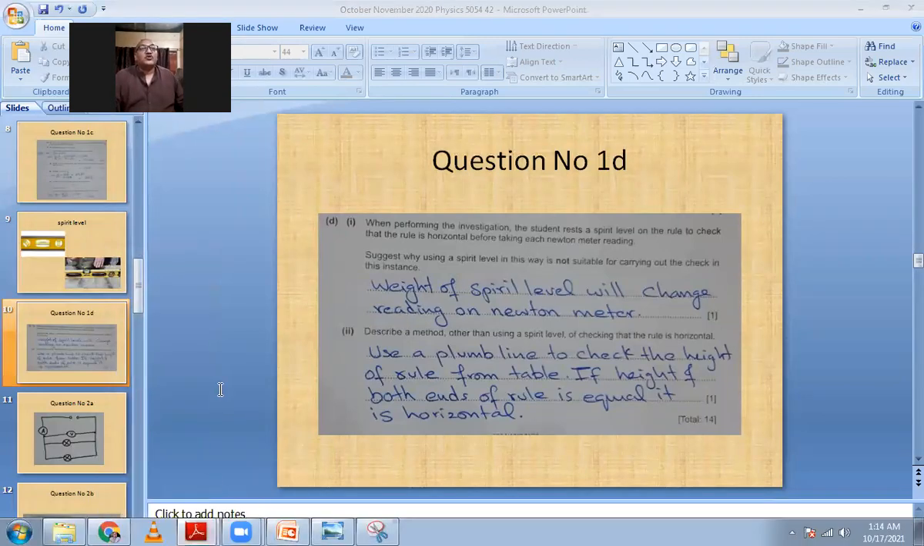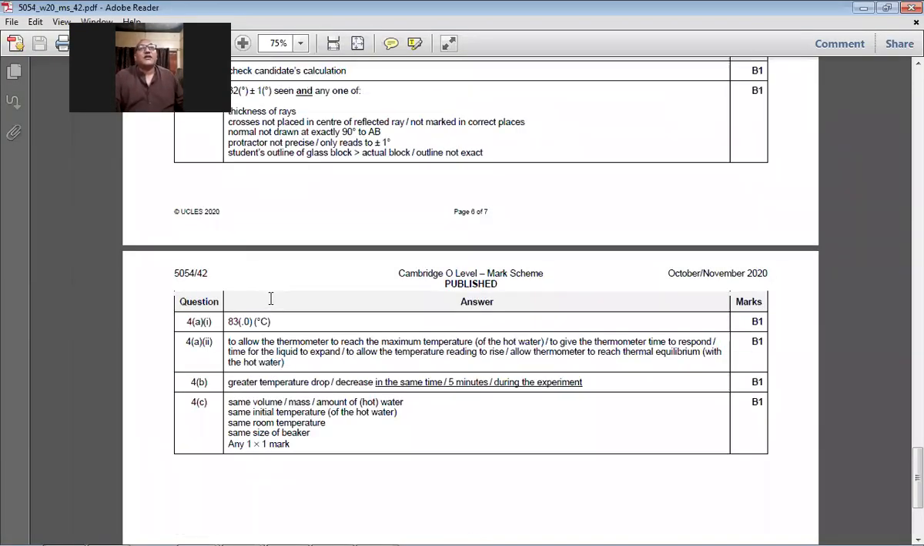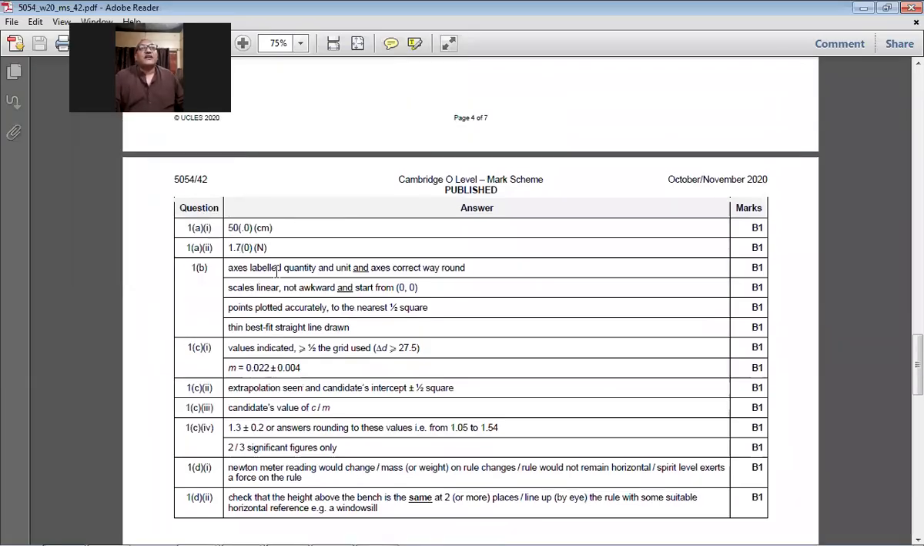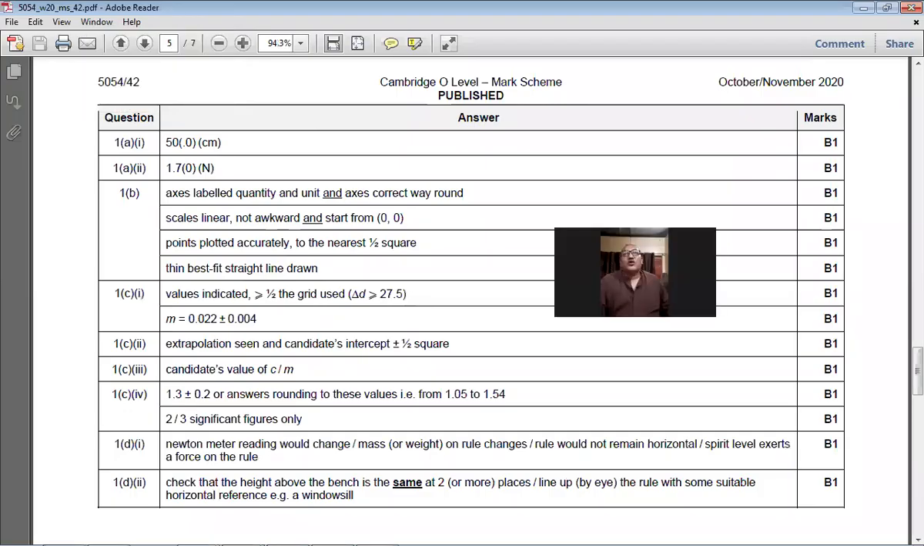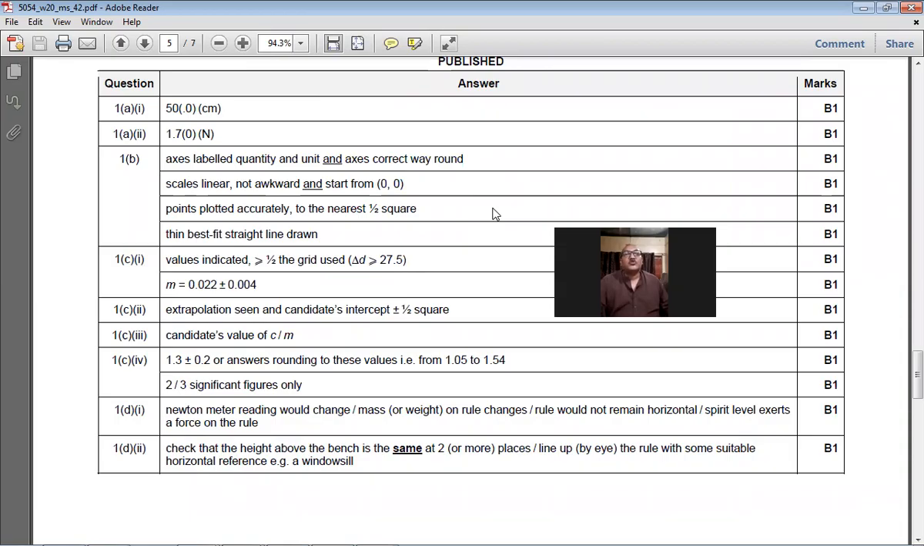I would like to show you the marking scheme, and I have always told you that it's very important to have a look at the marking scheme. So here we go. This is question number 1. The whole of question number 1 is showing up on your screen. You can pause the video and take your time, have a look at this marking scheme, check your answers, check my answers, and make sure that we have not made any mistake. Reading this marking scheme is very important.